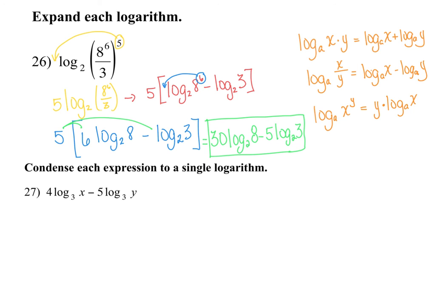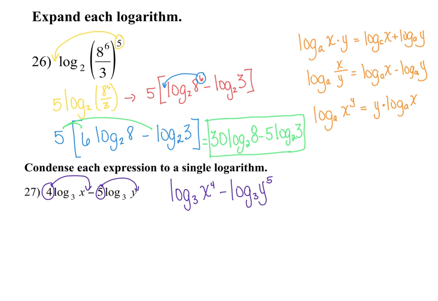So I start again with what would be those exponents. 4. Yep, I'm going to take the 4. I'm going to pull it up to the x. I take the 5. I'm going to pull it up to the y. So I have log base 3 of x to the 4th minus log base 3 of y to the 5th.